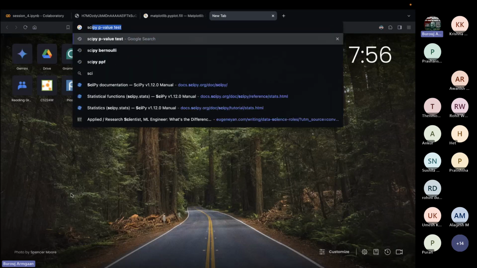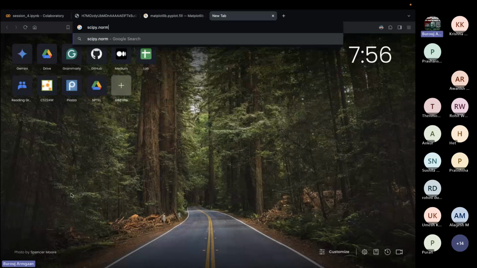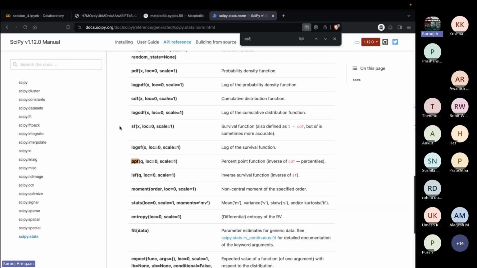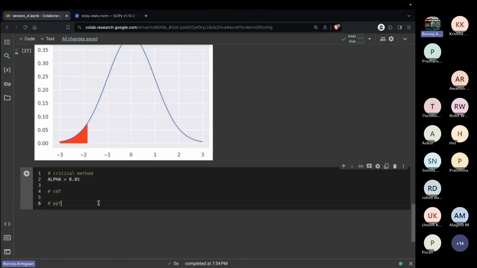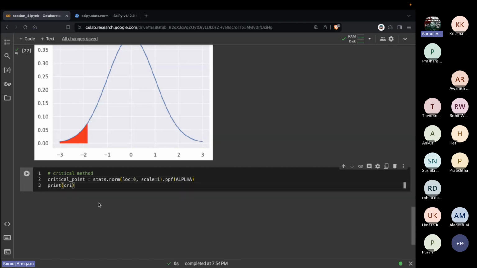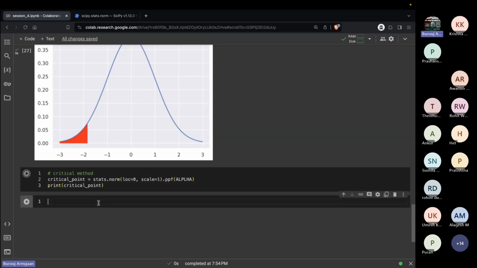So let's say scipy.stats.norm.ppf. Percent point function is just the inverse of the CDF. You give it the area, and it will give you the point that returns this area. So all we have to do is, with alpha remaining the same, critical point is equal to stats.norm with loc 0, scale 1, and PPF, and you supply alpha, and you print the critical point.